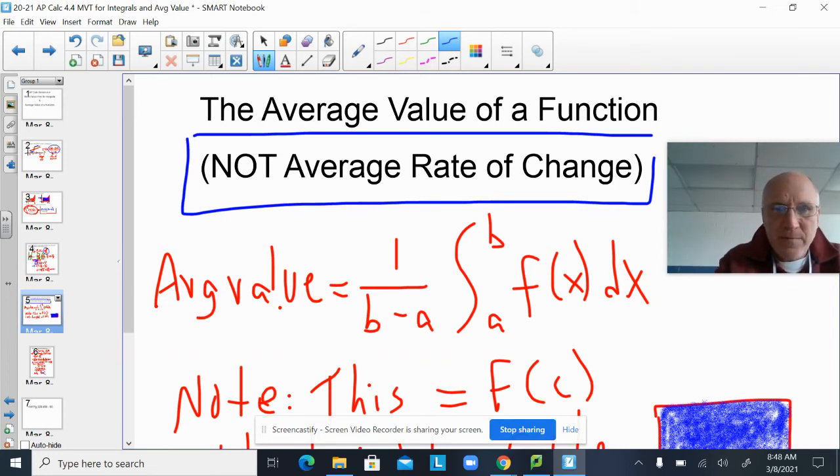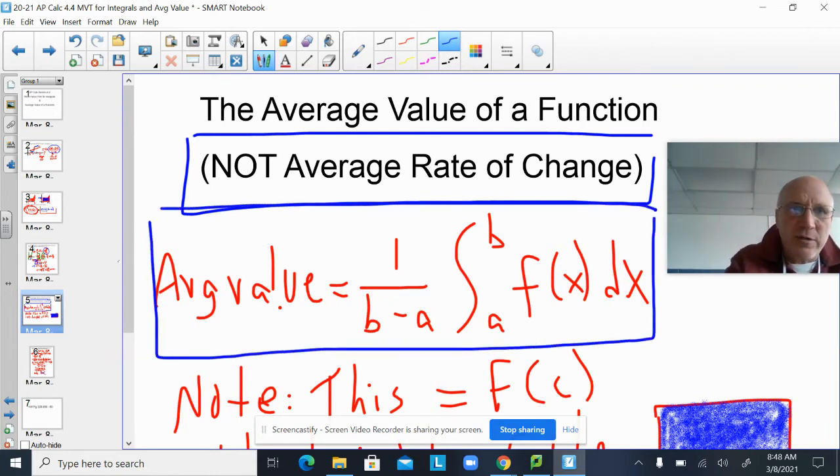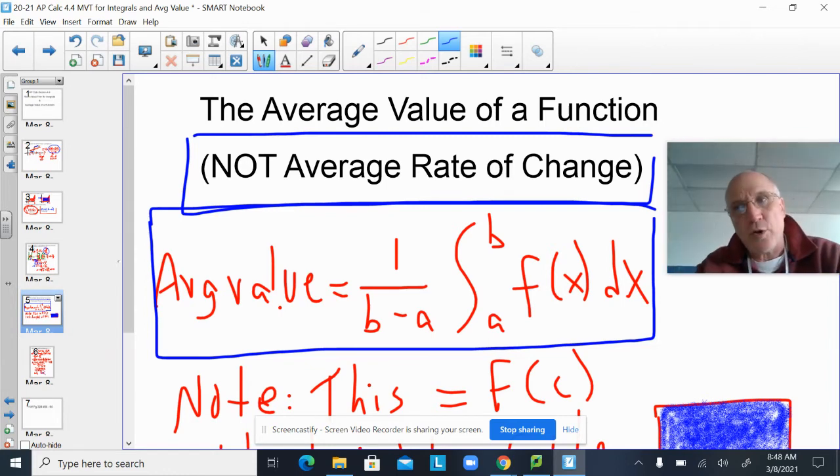The average value of the function is, well, let's look at this formula and see how it all ties together. Here's the formula, and this formula you absolutely need to know. The average value of a function is 1 over b minus a times the integral from a to b of f of x dx. That sounds more confusing than it is. Let me go back to my mean value theorem, and I'm going to compare it to this: 1 over b minus a times the integral.